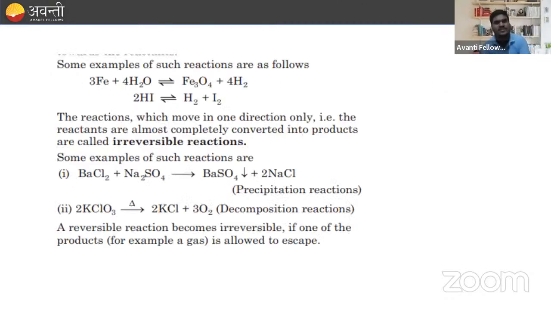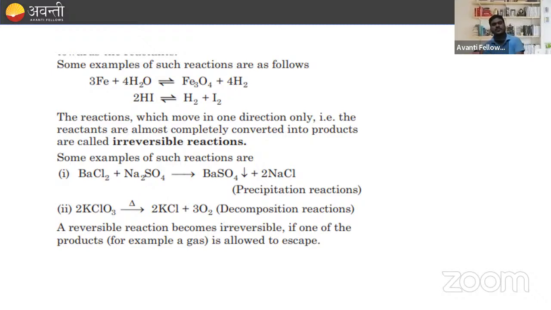Now, some examples of such reactions are as follows. For example, when Fe reacts with H2O, the formation of Fe3O4 plus H2 takes place. So of these two arrows, the above arrow represents the formation of Fe3O4, and the below arrow represents how Fe3O4 and H2 combine together to give back H2O and Fe. Similar for the case of HI.